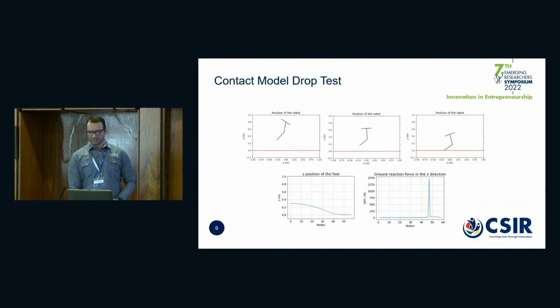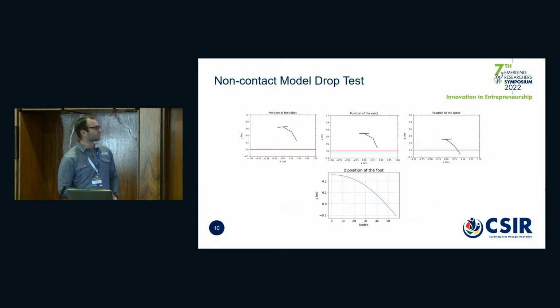So seeing as people seem to prefer visualizations, and this is a simulation, I created a small animation for you guys to see what's actually happening. It's a very basic monopod robot, and this is the contact model, just to simulate a result to see that it actually works. We can see that the robot starts up in the air, it falls down, hits the ground, and exactly as predicted, the Z position of the foot drops down, hits the ground, and as it hits the ground, exactly what I was talking about before, a very impulsive, high ground reaction force.